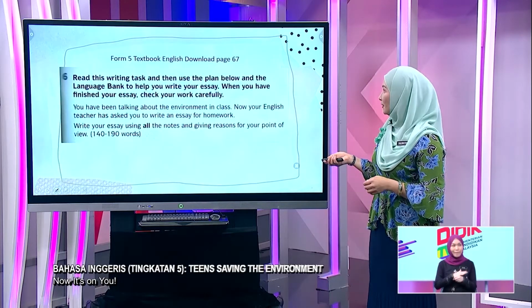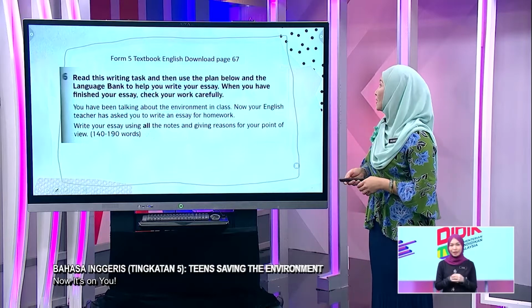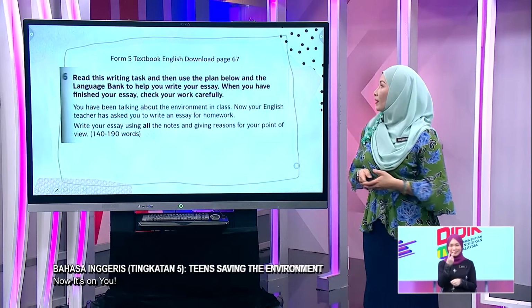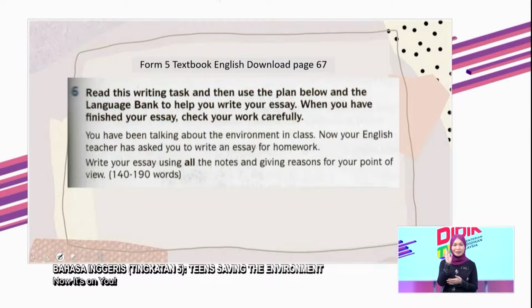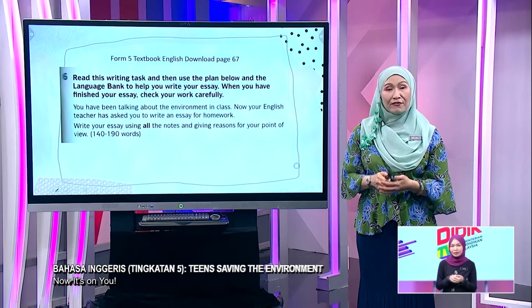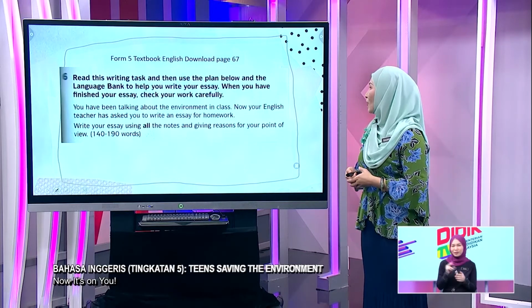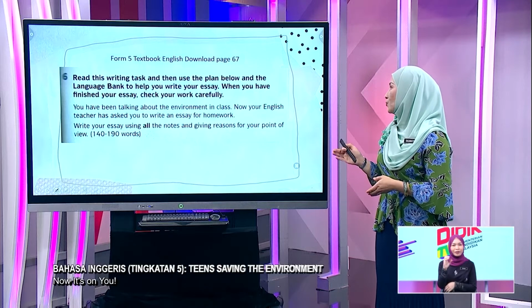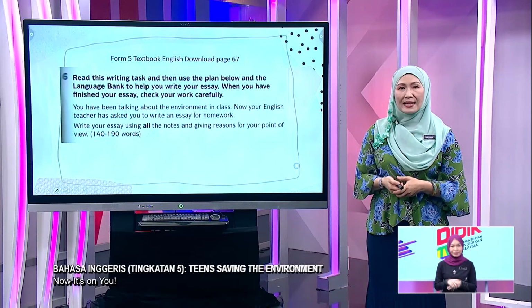So let's look at the task, which is the last task on page 67 of your textbook. Have a look at the question. The situation has been set, which is that you have been talking about the environment in class, and you are going to write an essay. An essay is a formal piece of writing. So pupils, remember when we talked about contractions, a formal piece of writing should not have contractions. And they should write between 140 to 190 words.